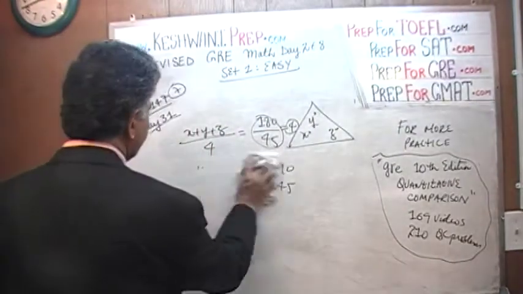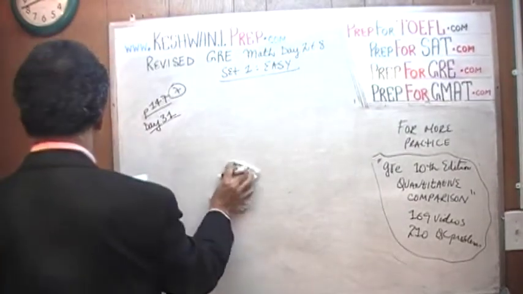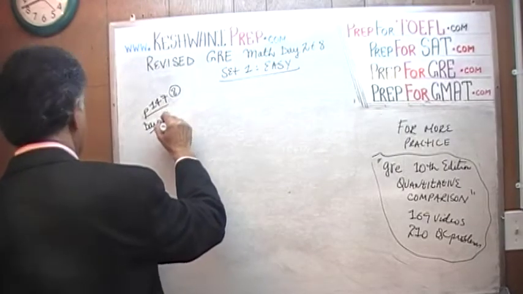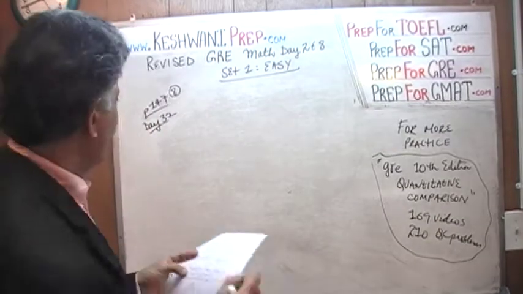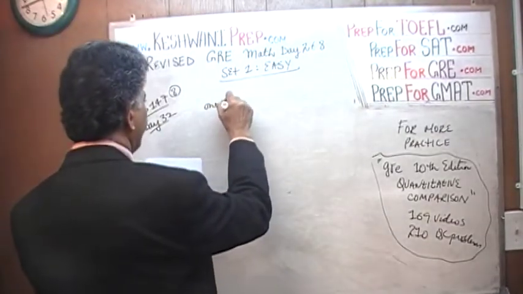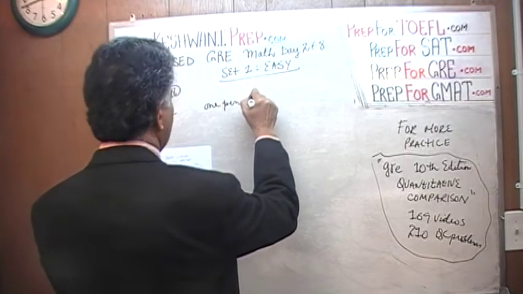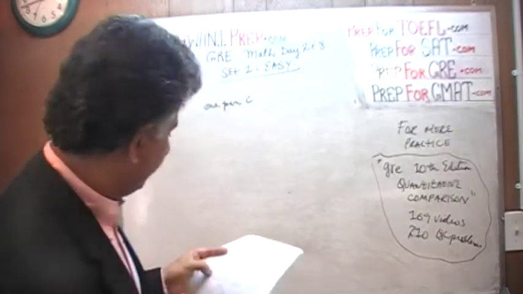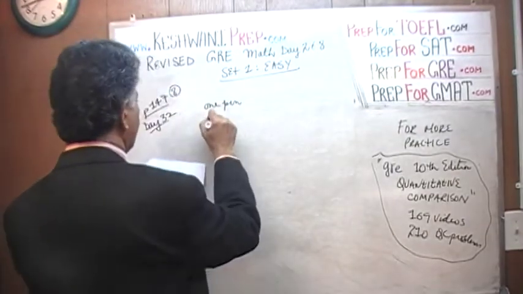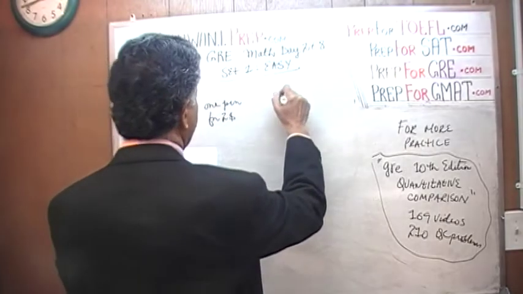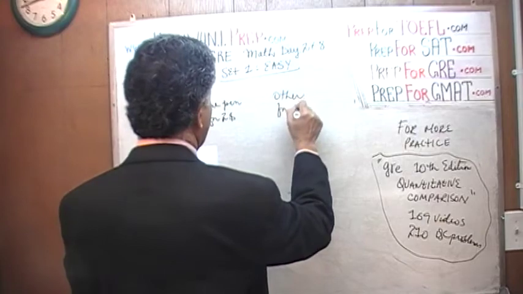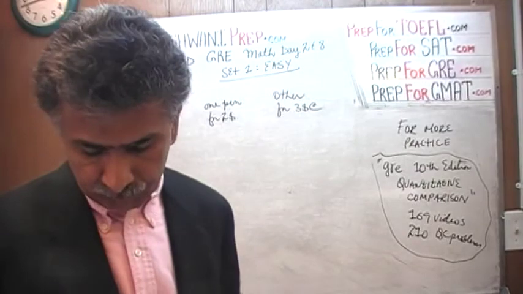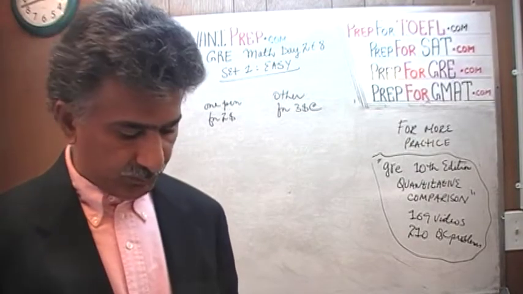Number 2 is something that we did on day number 32. We are told that one pen costs $2, the other kind $3. There are two kinds of pens. A certain store sells two types of pens, one for $2 each, the other one for $3 each.